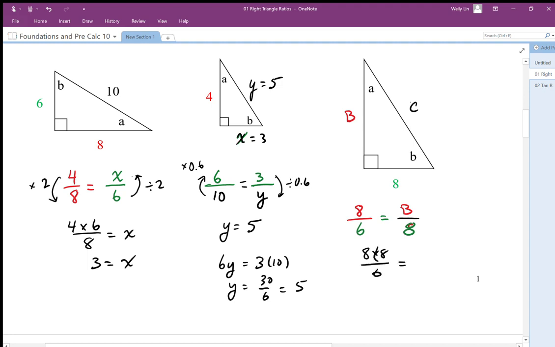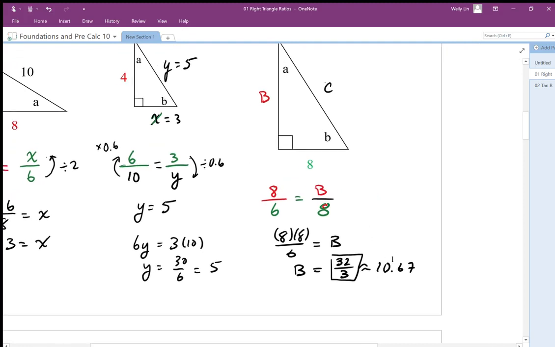Maybe I should put it in brackets like this. 8 times 8 divided by 6 equals my side B. So B is equal to 64 divided by 6, which is 10 2/3. I'm just going to leave this as 32 over 3, which is approximately 10.67. We should start getting used to using fractions. I know we like to use decimals to know about how long. That 10.67 is an appropriate length for side B here, but the fractions are always going to be better.